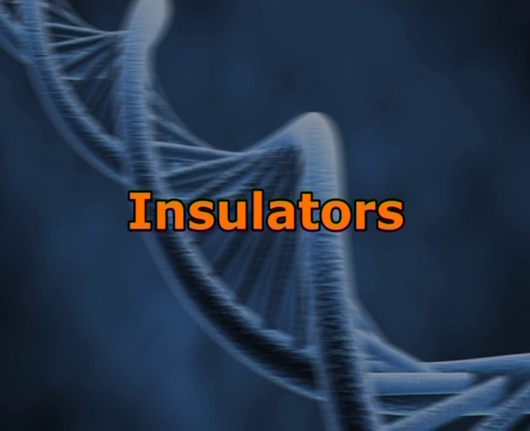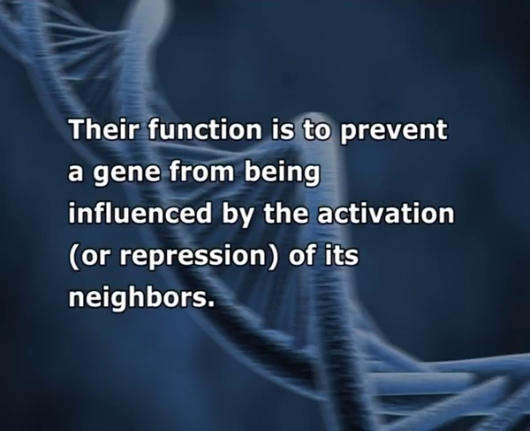Let's see how insulators control the expression. Insulators are stretches of DNA as short as 42 base pairs but may do a lot of tricks. Located between the enhancers and the promoters, or silencers and the promoters, of adjacent genes or clusters of adjacent genes, their function is to prevent a gene from being influenced by the activation or repression of its neighbors.